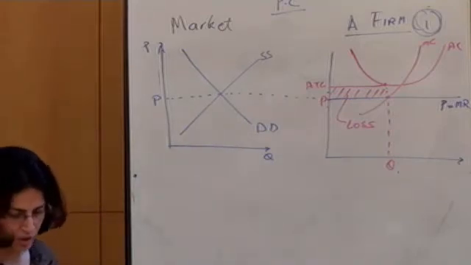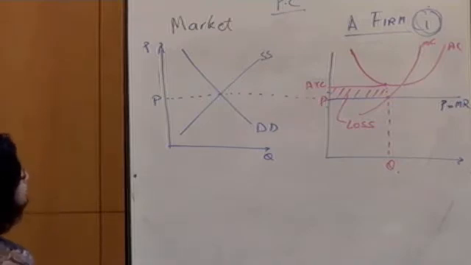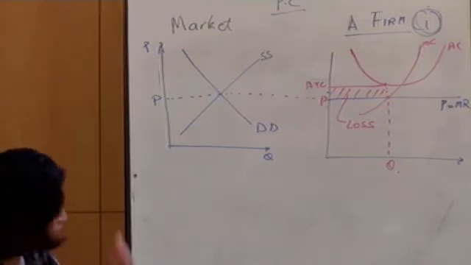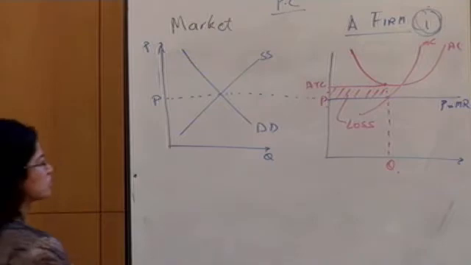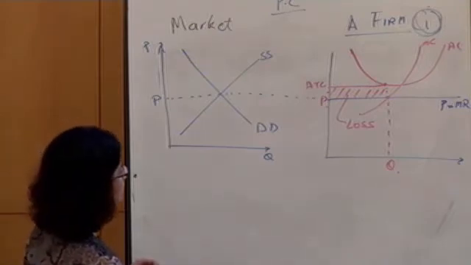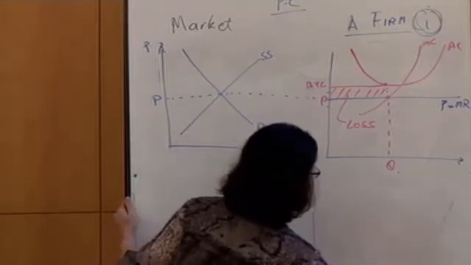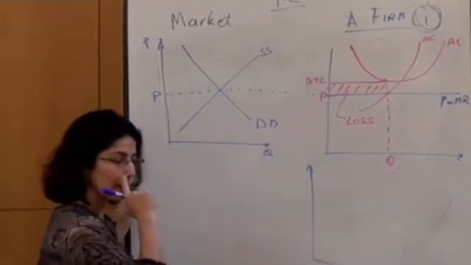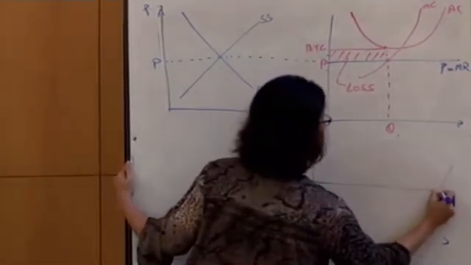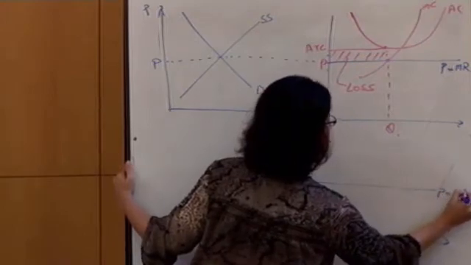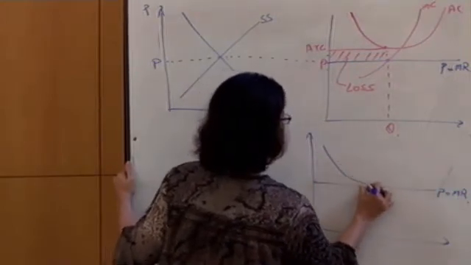This firm is going to exit the market, and we're just looking at the long run. In the short run, we'll bring in average variable cost and average total cost. And what happens in the long run is everybody makes zero economic profits. So this is what the graph looks like in the long run.